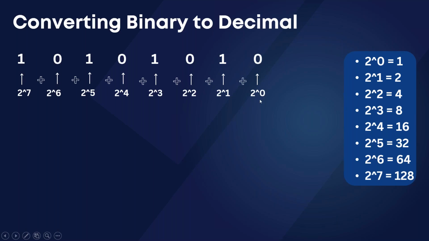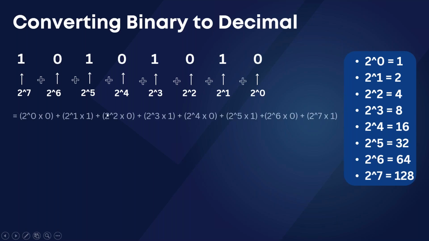So simply now, 2 power 0 into 0, that's 0 itself. Plus 2 power 1 into 1, that's 2. 2 power 2 into 0, 0 again. 2 power 3 into 1, 8. 2 power 4 into 0, 0 again. 2 power 5 into 1, 32. 2 power 6 into 0, 0 again. And 2 power 7 into 1, that's 128. So we add all this up. 128 plus 32, that's 160. 160 plus 8, 168. 168 plus 2, 170.